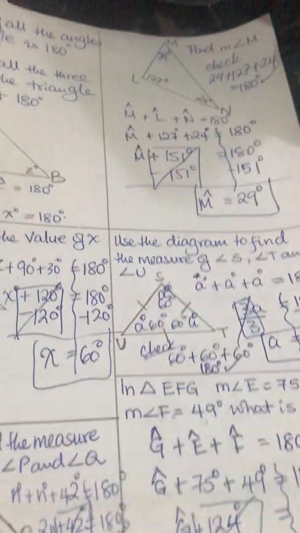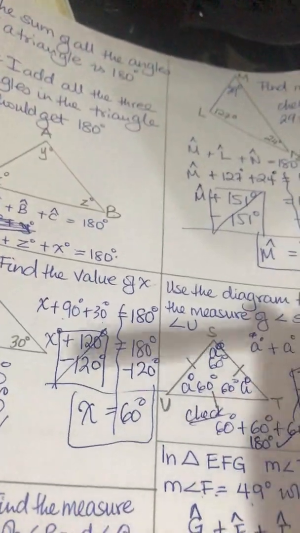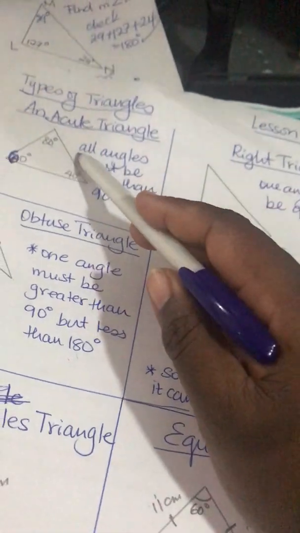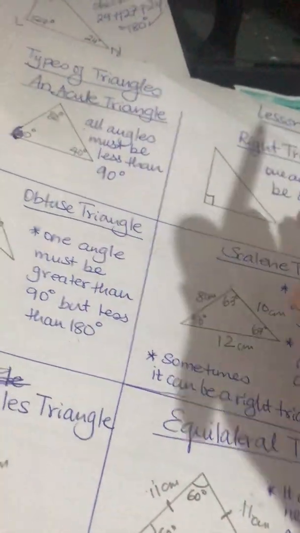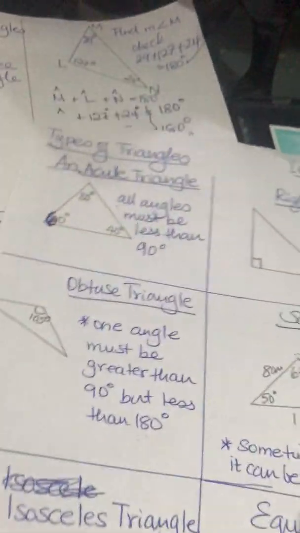You should know when you look at a triangle, whether it is right, whether it is isosceles, equilateral, scalene, or acute, or obtuse. You should know the angles inside your triangle should always add up to 180 degrees.